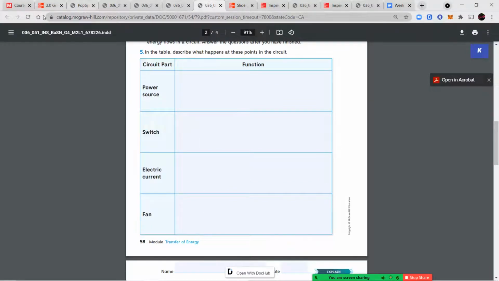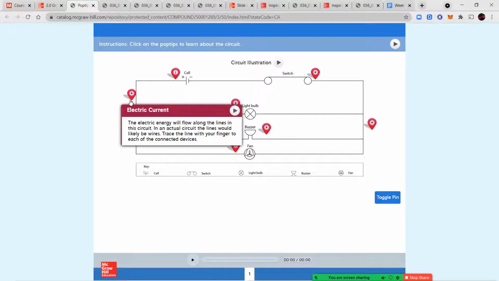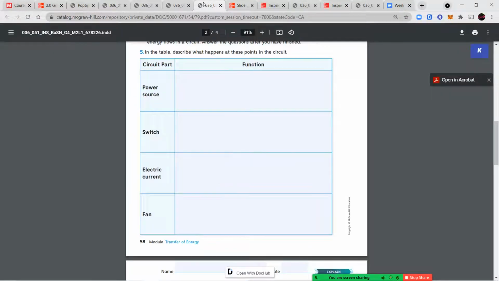Next, we have the electric current. The electric energy will flow along the lines in the circuit. In an actual circuit, the lines would likely be wires. So the electric current will be the energy that's flowing through the circuit.